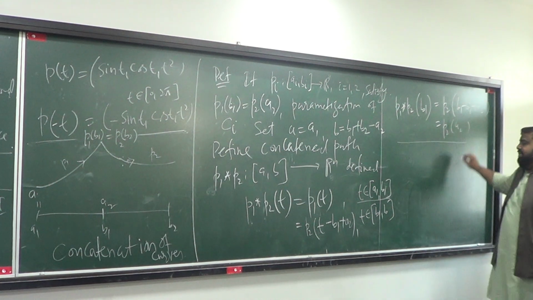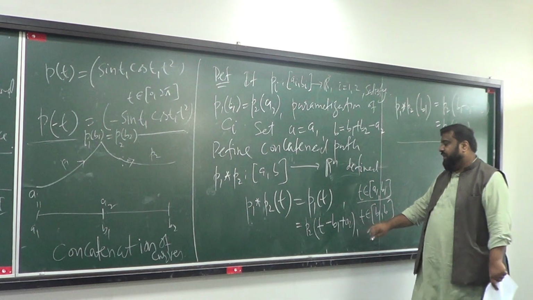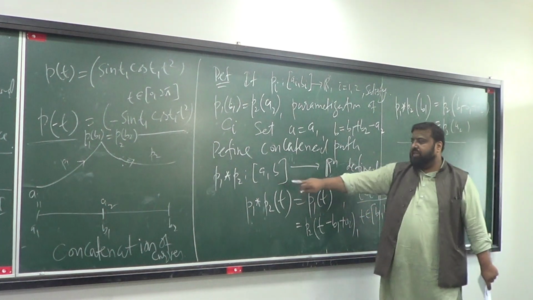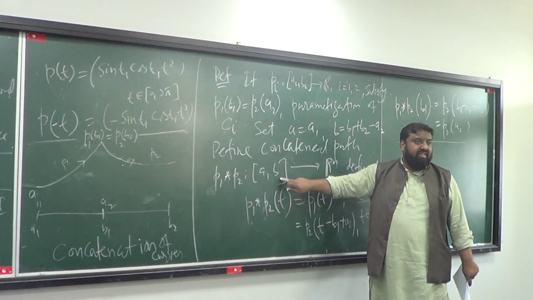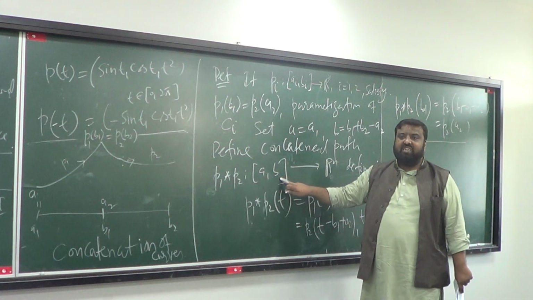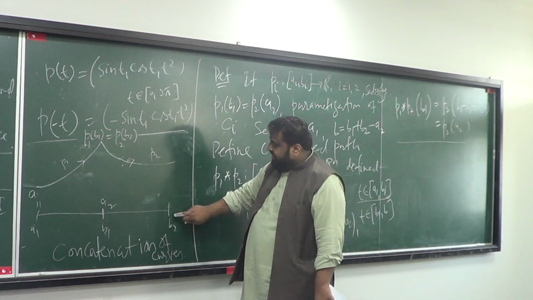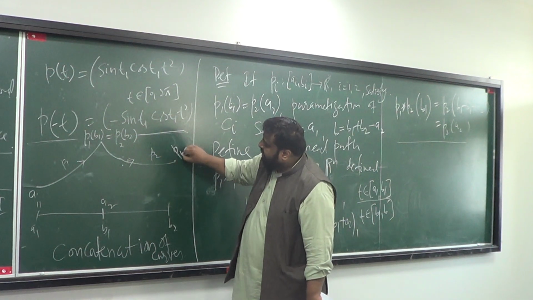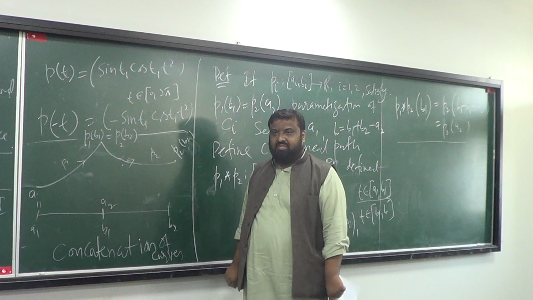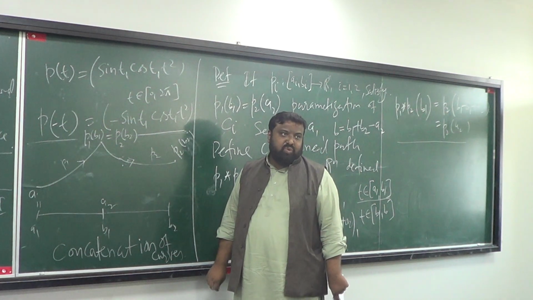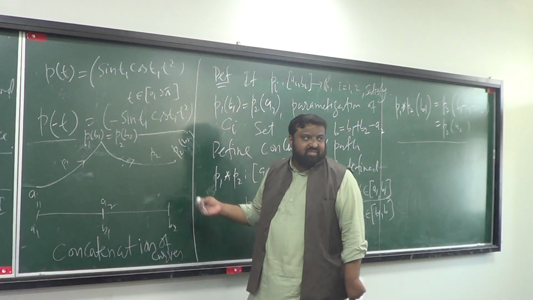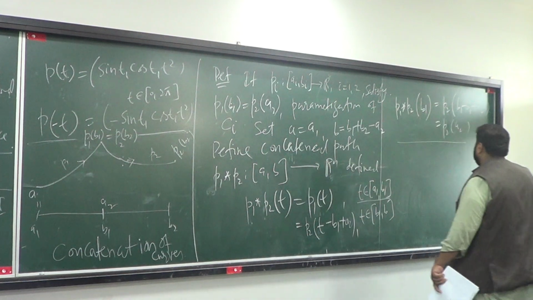Let's think about its other endpoint actually. So what is the other endpoint? So B. If I evaluate this concatenated curve on B, am I going to get P2 of B2 or not? So if I am getting P2 of B2, the formula should seem fine actually.